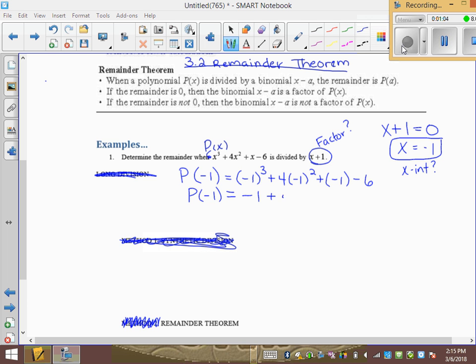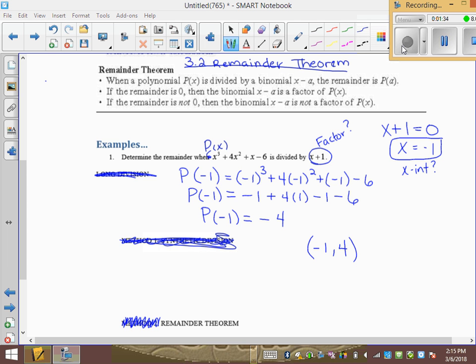plus 4 times +1 minus 1 minus 6. So P of -1 equals what? -4. Now what I tell you, in grade 10 we did this all the time, and in grade 9. You'd plug in an x, you get a y. What is that? It's just a coordinate. It's an xy coordinate. The xy coordinate is -1 and -4.